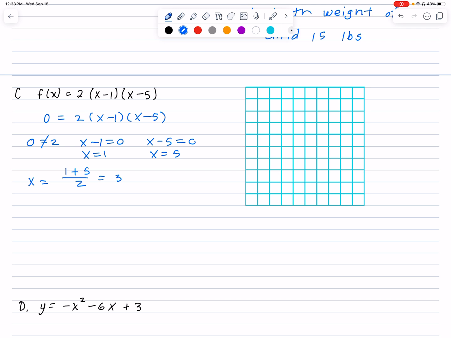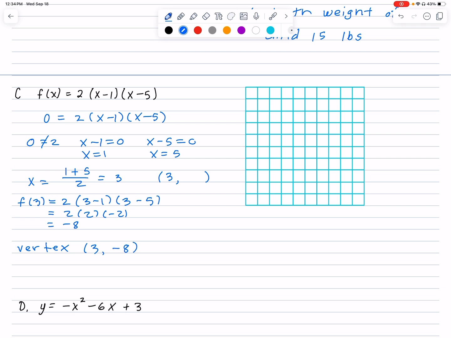We have to go find the something, the y value. Just to be clear, the x coordinate of the vertex is 3. We need to find the y value. Well, how do you find the y value? You plug it into this function. This thing right here spits out y's. So we're going to plug 3 into our function. Let's see what we get. We get 2 times 3 minus 1 times 3 minus 5. That's going to be equal to 2 times 2 times negative 2, which is negative 8. So our vertex is the point 3, negative 8.